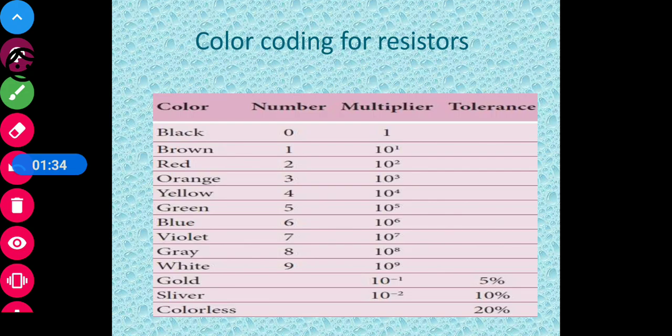Just like you can see the color coding for the resistor. There are different colors which have been assigned different numbers. Black 0, brown 1, red 2, orange 3, yellow 4 and so on. And the multiplier: if the number is 1 then 10 raised to power 1, if the number is 2 then 10 raised to power 2 and so on. Gold, silver and colorless mean tolerance of 5%, 10% and 20%.